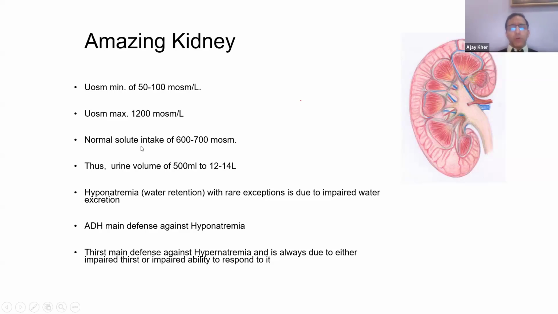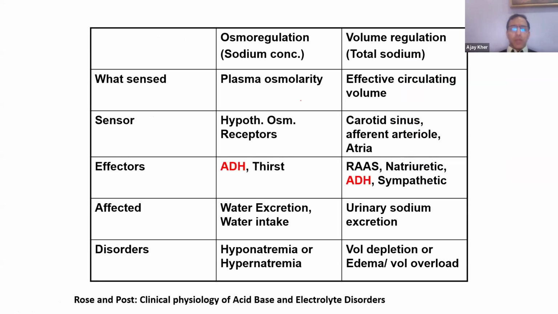What is important to note is that hyponatremia is water retention and is predominantly due to impaired water excretion, and that ADH is the main defense against hyponatremia. Thirst is the main defense against hypernatremia. We'll go over a little bit of these things during the talk as well.